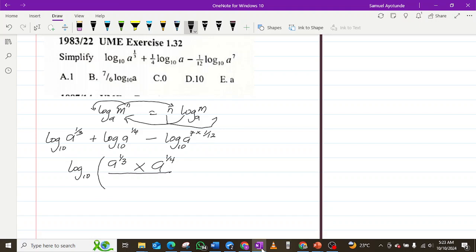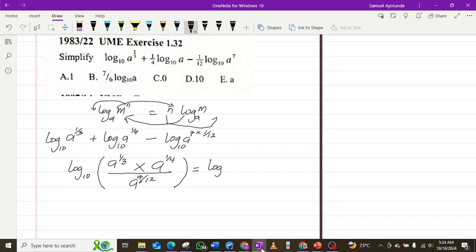So it will be divided by a raised to power 7 over 12. Close the bracket. Now, we simplify what we have here. If we simplify that using laws of indices, when we have multiplication, the power can be added. And when we have division, the power can be subtracted.